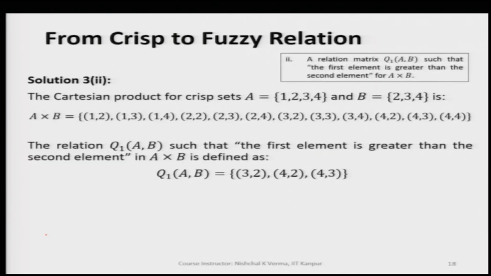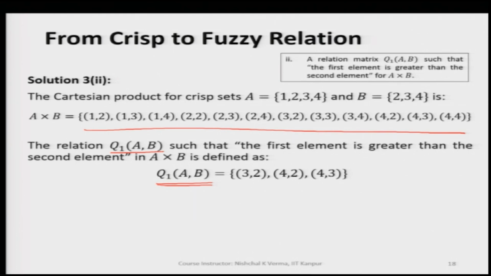Then when we have this as the whole population of the ordered pairs that are possible, let us go ahead and apply the condition for the first relation. For the first relation Q1 A B, let us apply the first condition. The first condition is that the first element is greater than the second element.